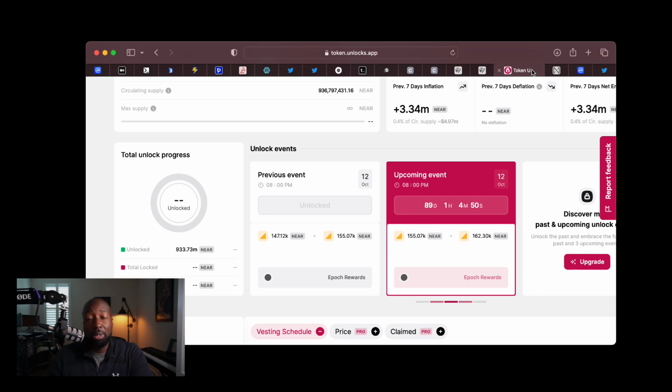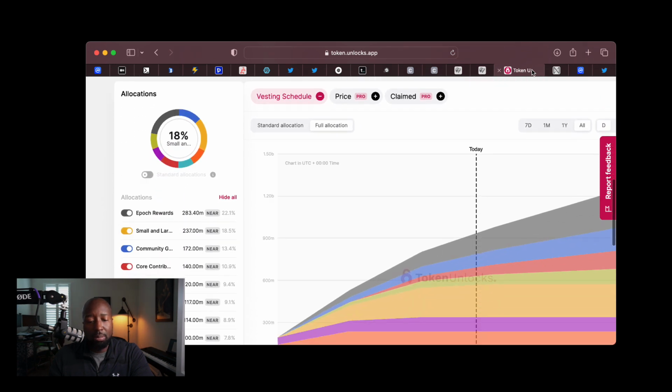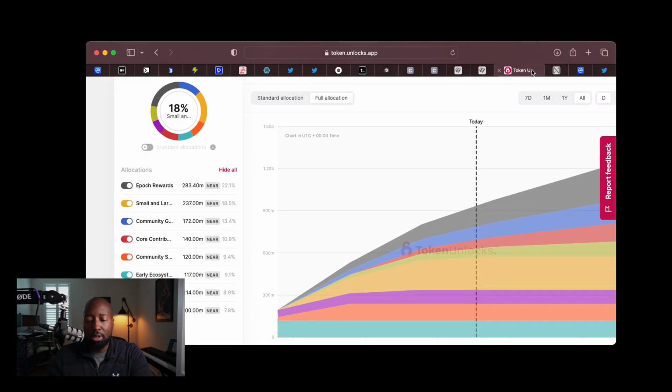And at that time, I believe that's when all the tokens will be unlocked. The NEAR max supply, or what they say is the max supply, is 1 billion. So we're not too far off there. What's concerning, though, is that the majority of these tokens are held by investors, core contributors, early ecosystem, operation foundation, all of that. So they hold a big amount of the supply.